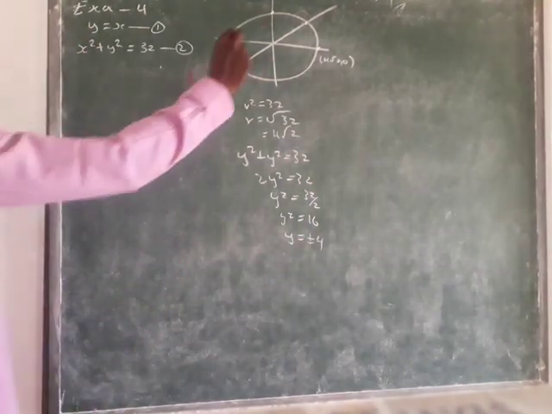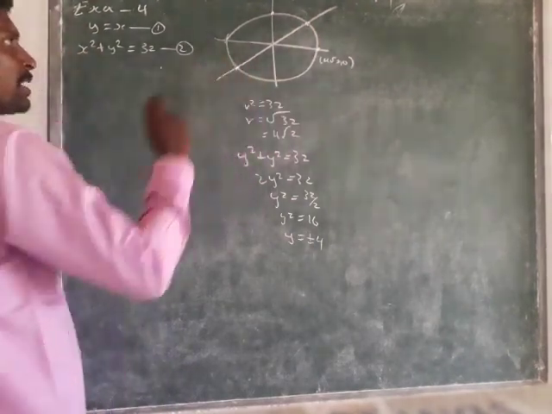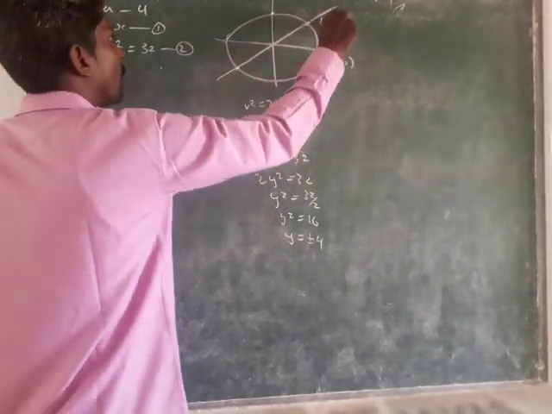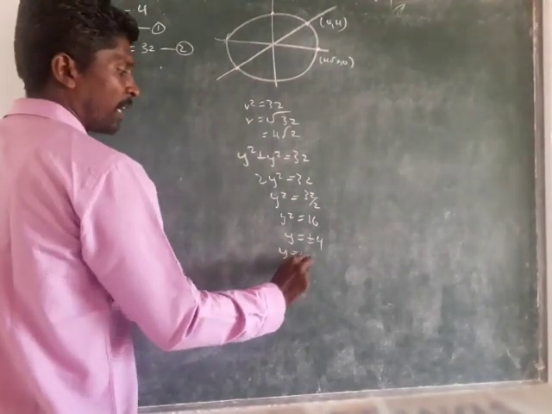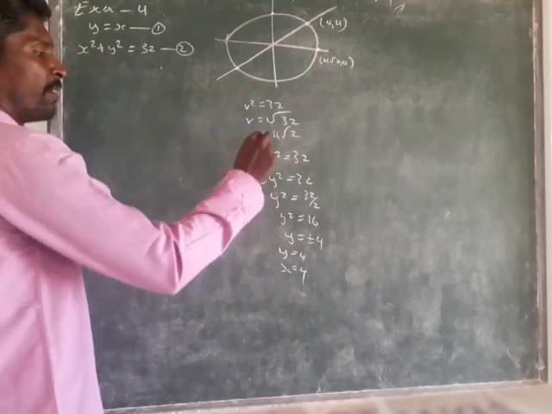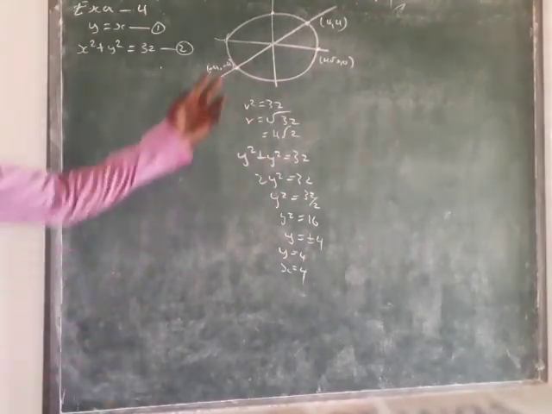So maybe here the value is 4, here the value is minus 4. That point is 4 comma 4 because x equal to y, both are equal. When y equal to 4, x also equal to 4. When y equal to minus 4, that point is minus 4 comma minus 4. No need for this point.